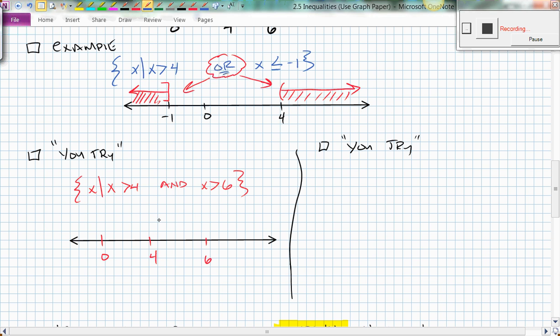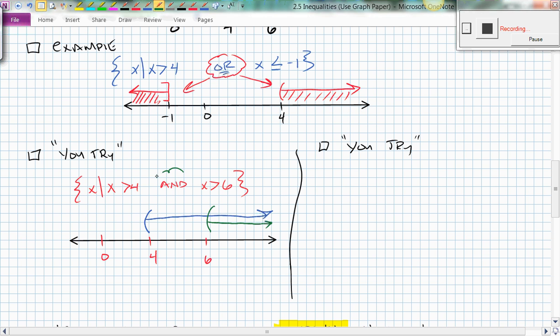So did you get this right here? This should be parenthesis shaded to the right, everything. Okay, and then I'll use a green here. Parenthesis and shaded to the right.